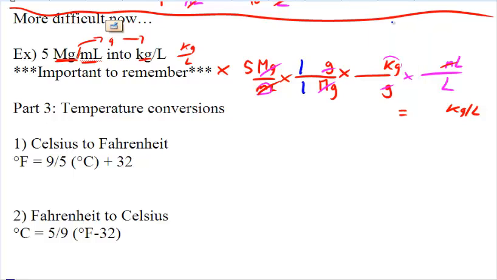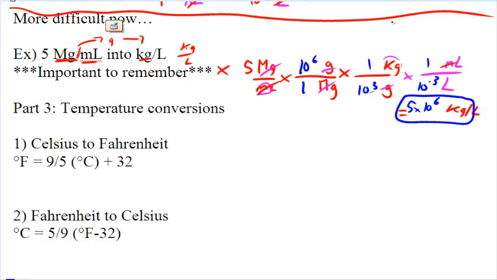1 megagram is 10 to the 6 grams, 1 kilogram is 10 to the 3, 1 milliliter is 10 to the negative 3. So when we do this, we have 5 times 10 to the 6, to the 3, and then to the 6. So these ones end up canceling. So 5 times 10 to the 6.